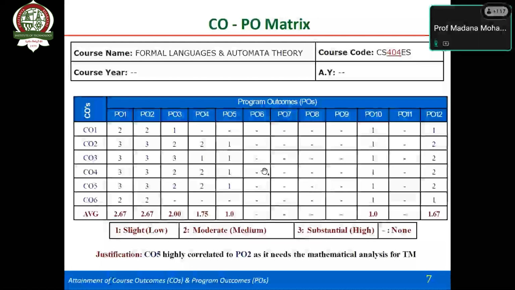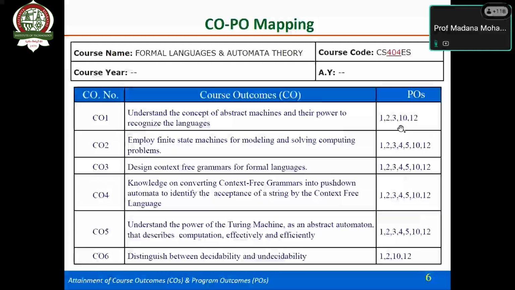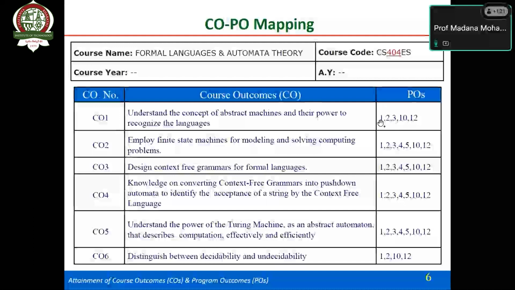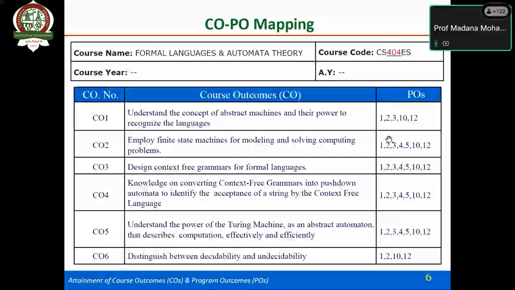The next one here you can see the matrix table, the CO-PO matrix. Here the COs 1 to 6 are listed, then POs 1 to 12 are listed. Here you can see whatever correlation we mentioned, the related POs. For example, let us see CO1. CO1 is related to PO 1, 2, 3, 10, 12. Only at 1, 2, 3, 10 and 12 we have to map. Others are not related. Simply you can put blank or hyphen.